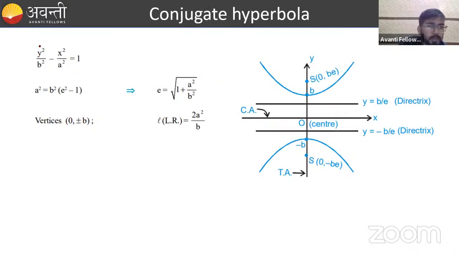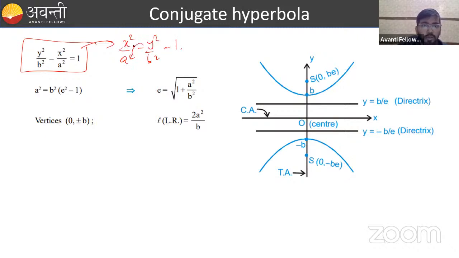Now conjugate hyperbola. We already discussed, since our standard hyperbola is x square by a square minus y square by b square equals to 1. In conjugate, this minus and this plus is interchanged. So this becomes y square by b square minus x square by a square equals to 1. This can also be written as x square by a square minus y square by b square equals to minus 1. So these are the two forms which we can write this in.